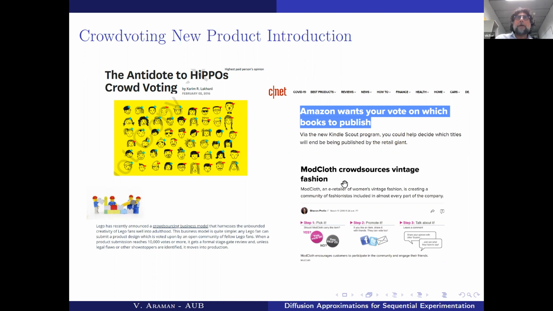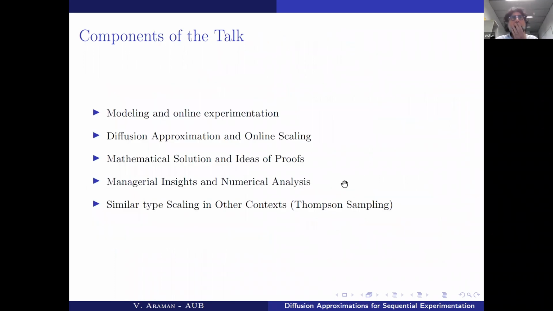All right, so basically what we want is to think about this type of online experimentation as a sequential testing program. So I'm calling this not the outline but components of the talk. Basically, what I would like to do in this talk is talk a little bit about modeling, because there is an interesting application and an interesting problem, and defining the new ingredients to an old problem. I'm going to talk about diffusion approximation and some special scaling.